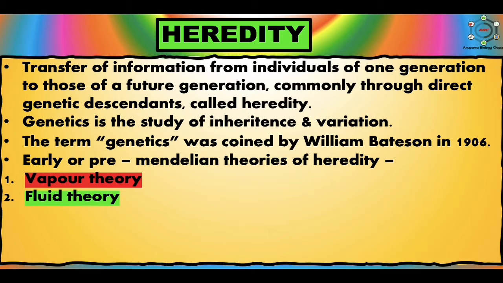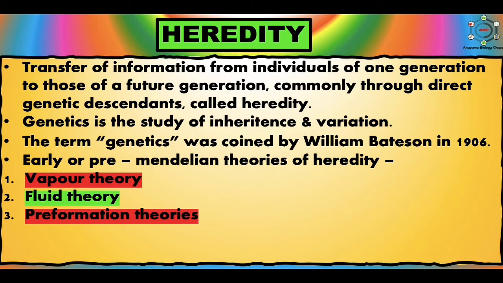Second is the fluid theory. Aristotle held that man's semen was highly purified blood. Woman's menstrual fluid was the female semen, which was not as pure as male semen. So, the two fluids combined during intercourse, and the female semen provided inert substance for the formation of the embryo, and the male semen gave form and vitality to the embryo.